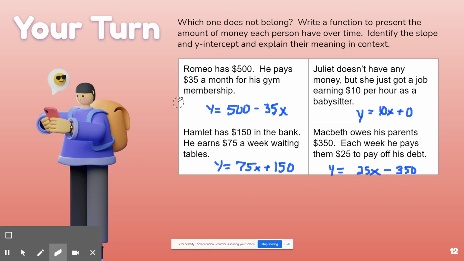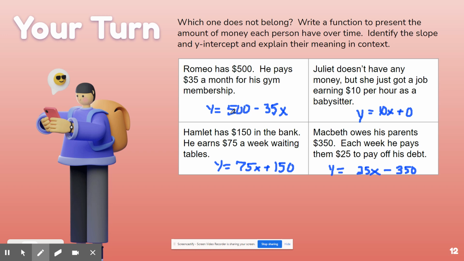So then it says, which one does not identify the slope and y-intercept and explain their meaning in context? And it says, which one does not belong? To me, I think they all belong. They're all about money. They're all about how much someone earns or how much someone is paying for something. So I would say they all belong.